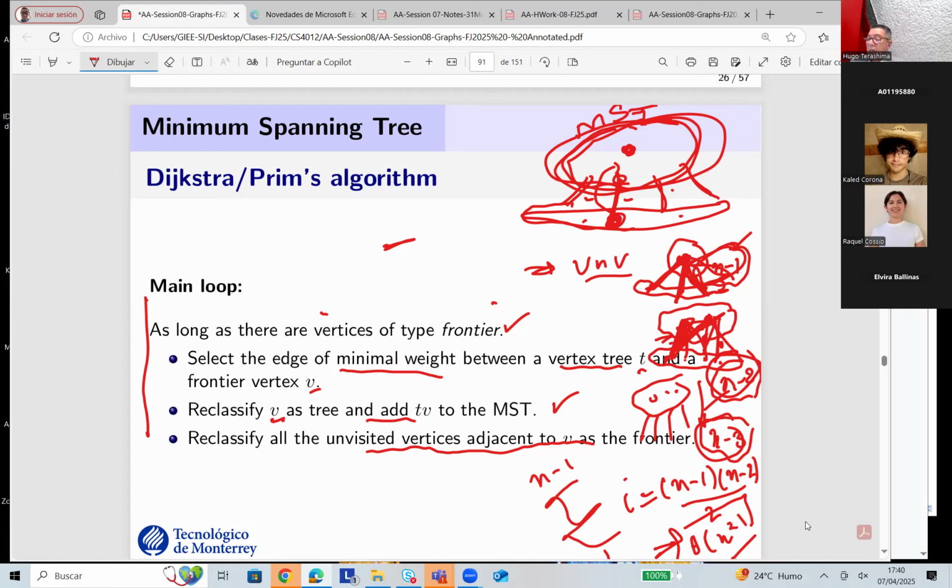And this is better than the previous one, right? In the other one we had n squared log of n. In this one, I have n squared.